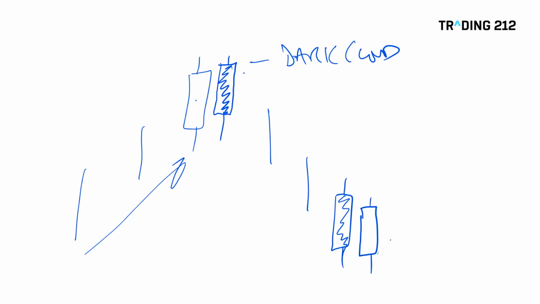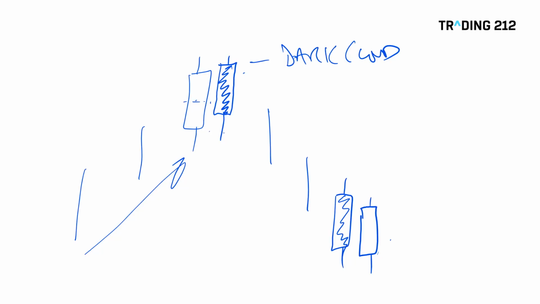But then we get a day where the market does turn around and pushes through at least 50% of the previous candle's body. So it doesn't go down there and engulf it, but it pushes through at least half of the previous day's open to close range. That's the dark cloud cover. Again, it's a suggestion that maybe the strength is running out of steam.